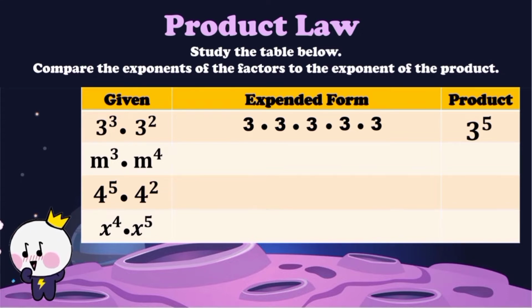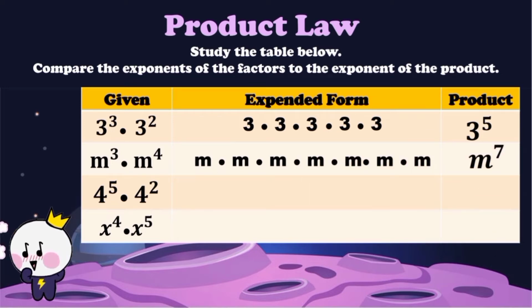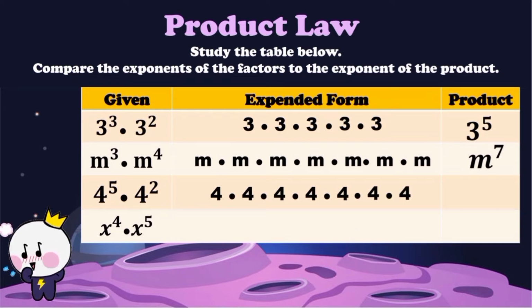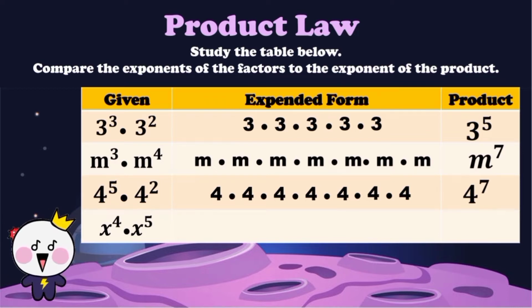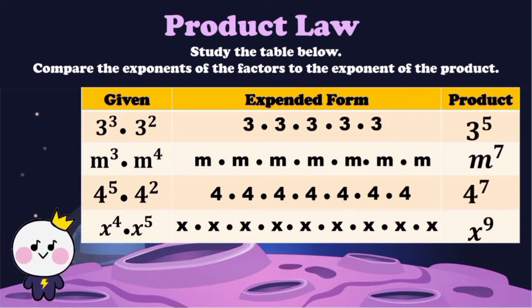Example number 2. M to the third power and M to the fourth power. Now the product is M to the seventh power. Example number 3. 4 to the fifth power multiplied by 4 to the second power. This is 4 to the fifth and this is 4 squared. Our product is 4 to the seventh power. Lastly, we have x to the fourth power times x to the fifth power. Now giving us the product of x to the ninth power.